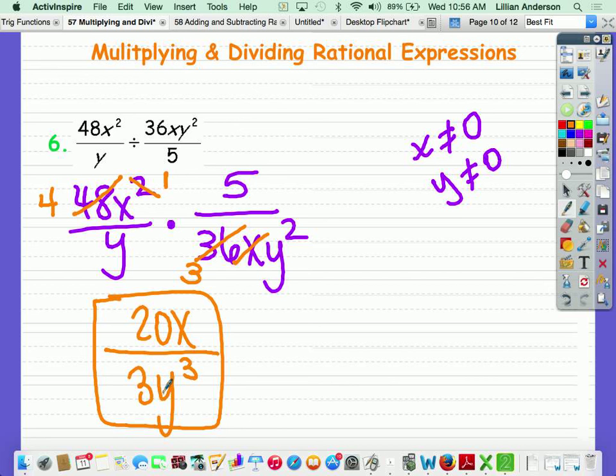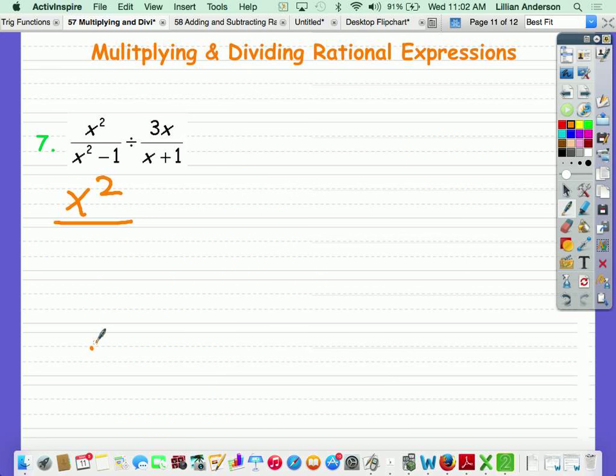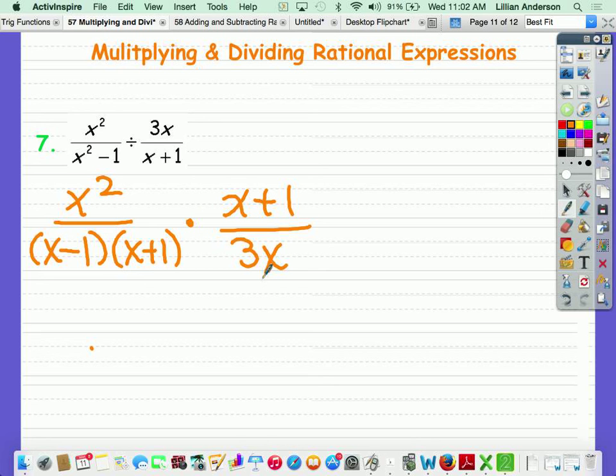Okay? Take 2 minutes and do the next two. Can't factor the top, but I can factor the bottom. And because there's no factoring done here, I'm just gonna go ahead and keep, change, flip. If you want to, you can keep, change, flip, and factor in the same step. It's your choice.